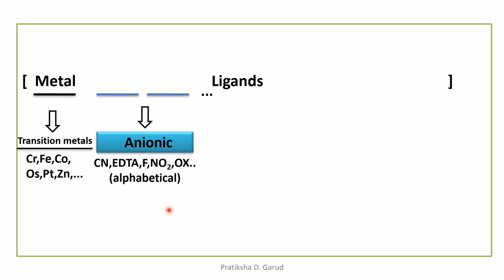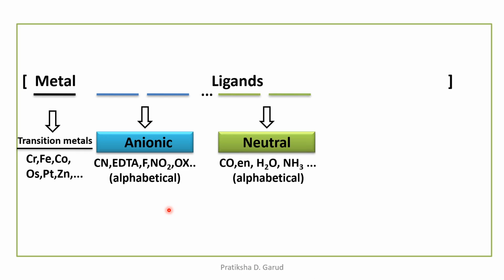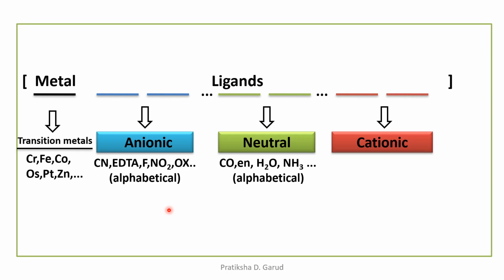Then the second type of ligands we have to put are the neutral ligands. What are the examples of the neutral ligands? They are CO, that is carbonyl, EN, H2O, NH3, etc. So we have to put the neutral ligands again alphabetically. And then the remaining third type of ligands are the positive ligands. Positive ligands means the cationic ligands, and their examples are NO+, NH2NH3+, etc. Again we have to put them alphabetically, right?